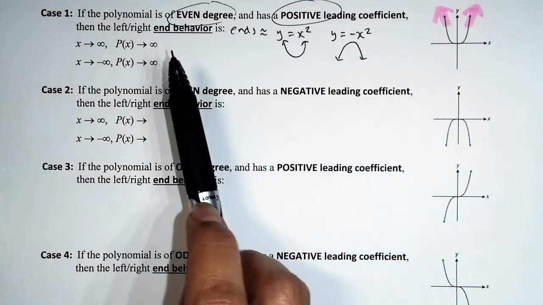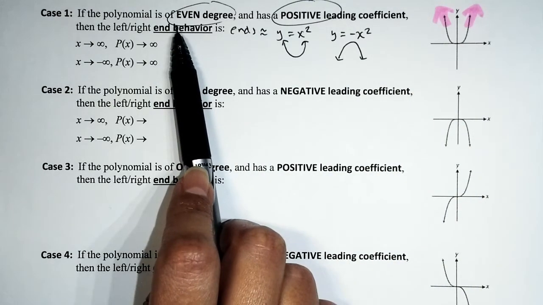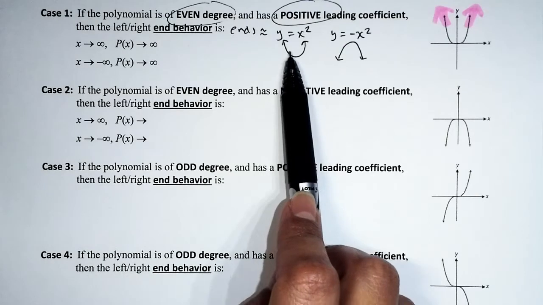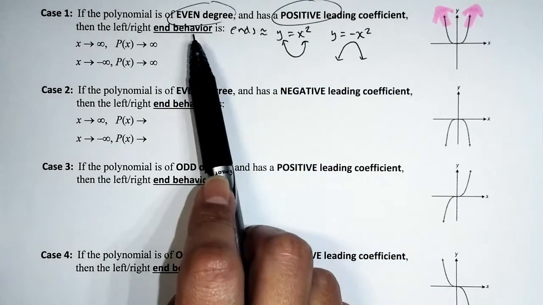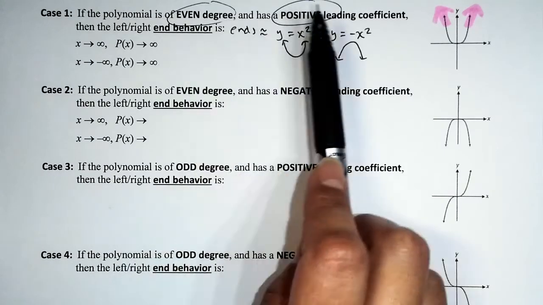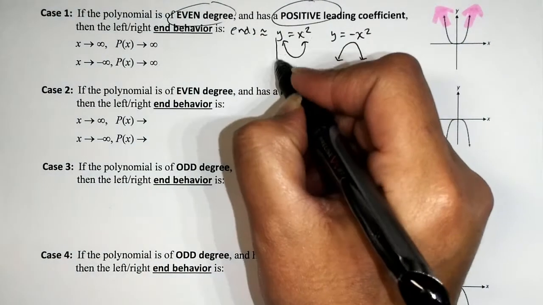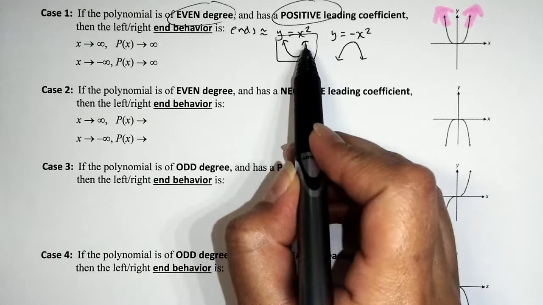So if we have a polynomial of even degree, the ends, not necessarily the in between, are going to remind me of the square function. We have a polynomial of even degree with positive leading coefficient. So what's the moral of this story? Both ends are going to go up.